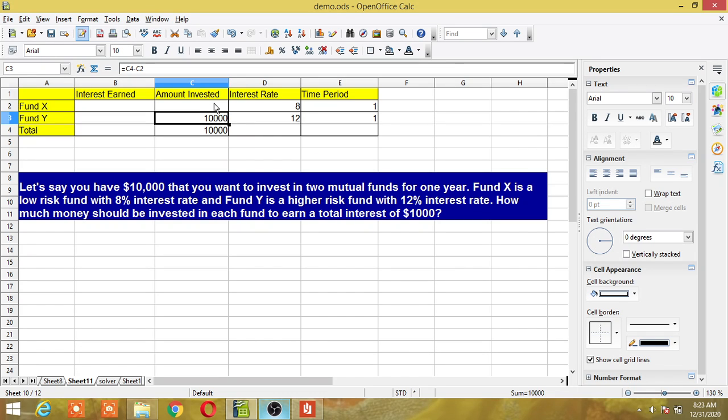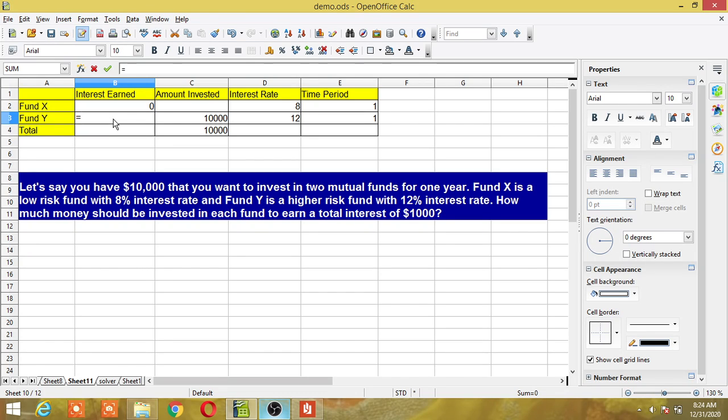Now at present there is no amount in this X, that's why it's giving us 10,000. Okay, so this we'll calculate by using solver only. Now I'll start writing the formula for the interest earned for X fund. Here we'll use the same formula, which is P into R into T upon 100, that is amount invested, this one, into rate into time divided by 100. So this is the formula for interest earned for X.